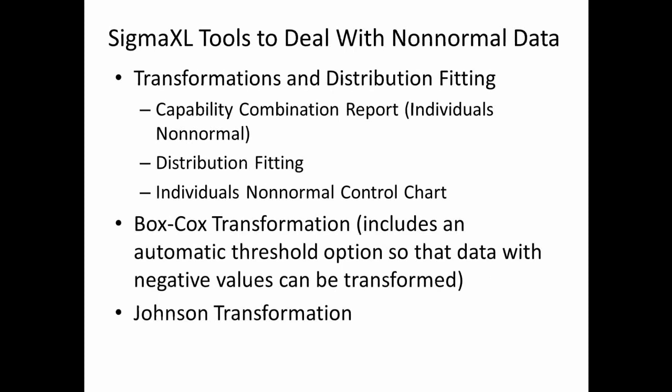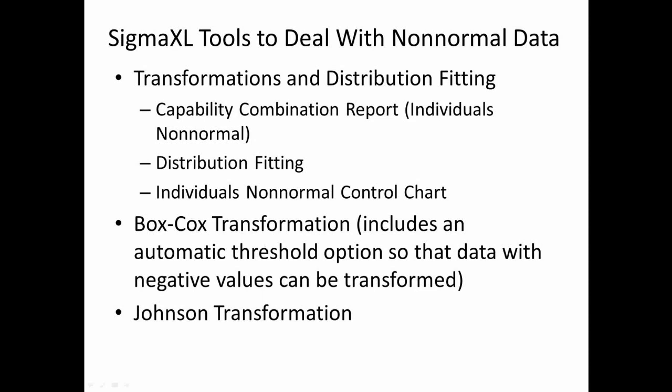Okay, so now this leads us to the SigmaXL tools to deal with non-normal data. I've been mentioning transformations and distribution fitting, so we're going to have a look at that in more detail. And where in SigmaXL do you get that? Well, the capability combination report, individuals non-normal. We also have a distribution fitting tool, and we also have an individuals non-normal control chart. In this webinar, I'm going to just look at the capability combination report because it actually already includes the control chart. A very popular technique is the Box-Cox transformation.